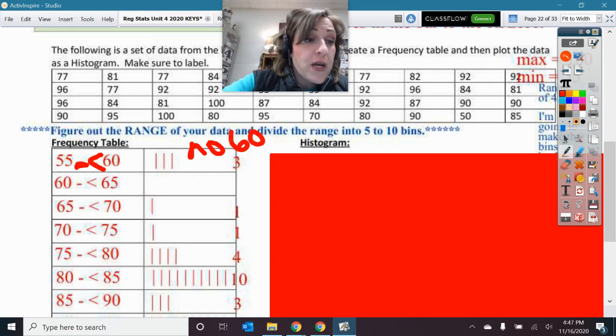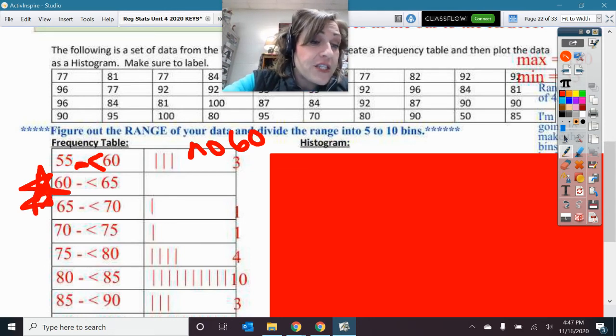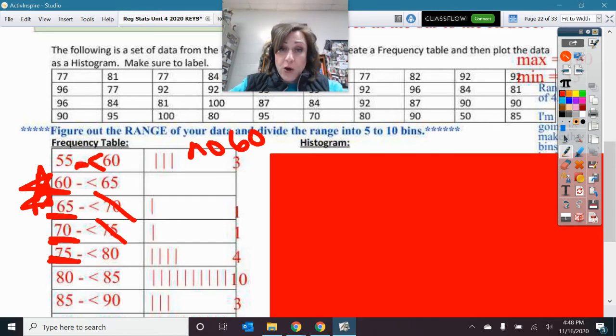Where did the 60s go? In here. This one goes from 60 up to 65, but not including 65. 65s are here. This one goes 65 up to 70, but not 70. 70s are in this bin. 70 up to 75, but there's no 75s in that one. 75s are in this bin. Okay? You have got to make sure that you are clear on which numbers go in those bins, and whether a number goes into the one next to it or not.